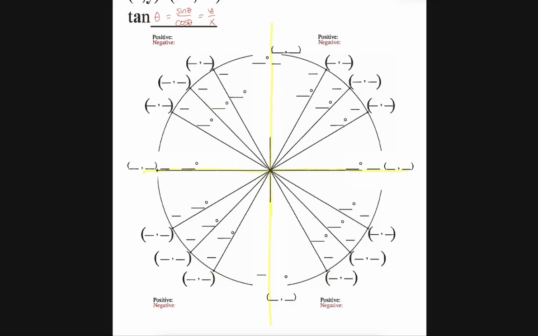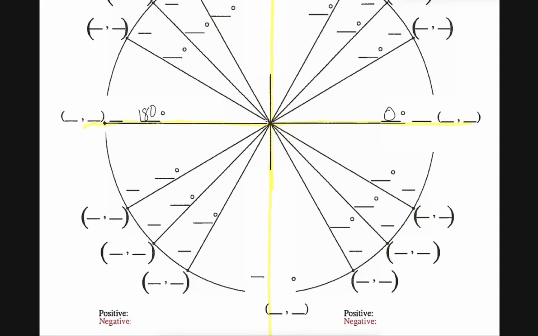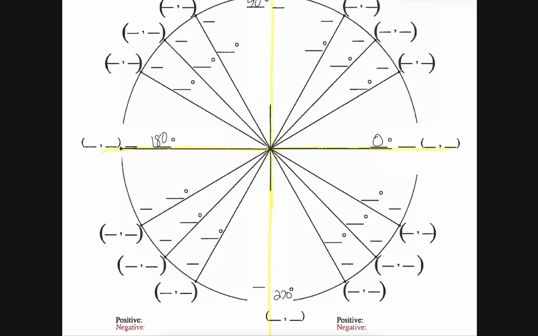Okay. So what we're going to do first is we're going to label the degrees going around our circle. So there's a little degree spot. So that's 0 degrees, 90 degrees, 180 degrees, 270 degrees. So I just labeled our degree measures: 0, 90, 180, and 270.